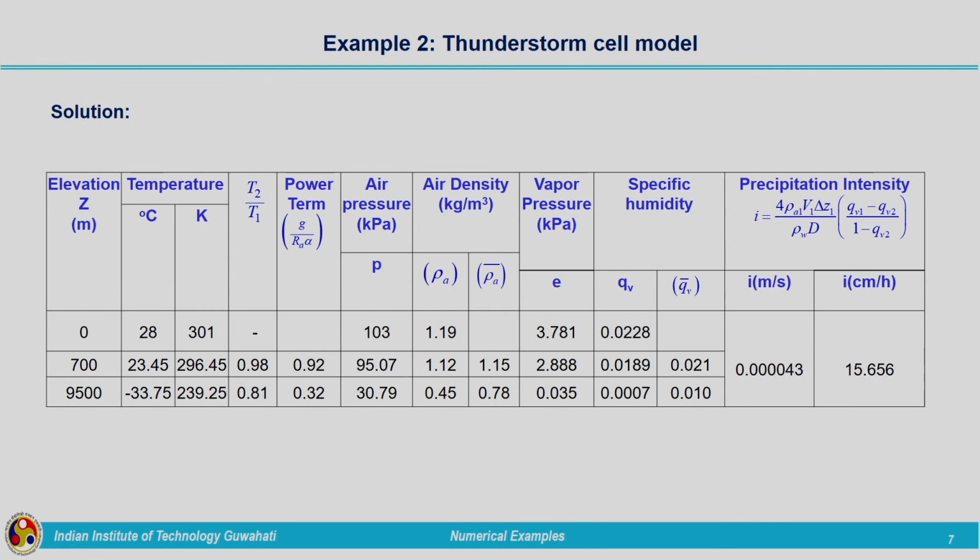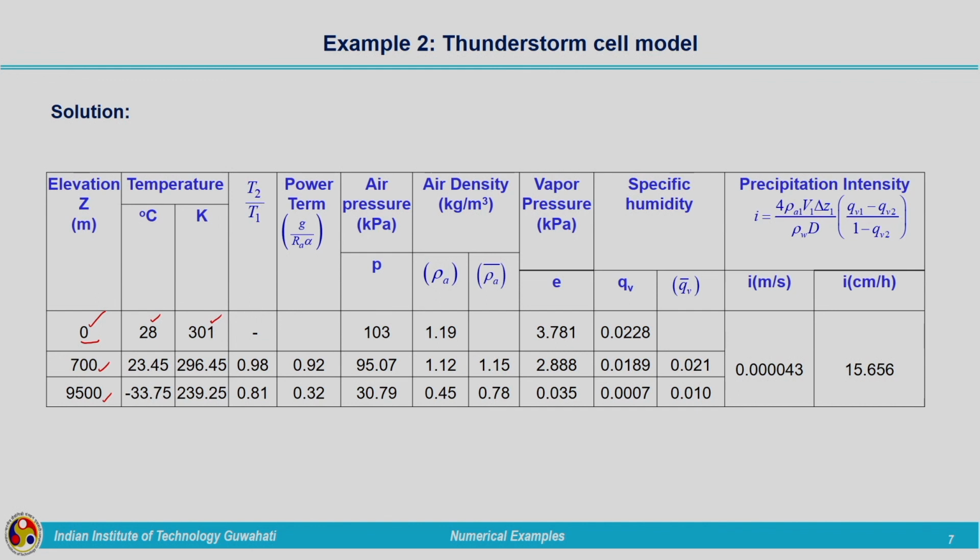The values known to us are at the ground level, where we take Z equal to 0 meters, and then the cloud base is at 700 meters and the uplift region extends up to 9,500 meters. The values at the ground level are known to us, that is the temperature is 28 degrees Celsius, and the same value is converted into Kelvin, it will be 301 Kelvin, because some of the expressions are derived based on the ideal gas law, so the temperature should be substituted in Kelvin.